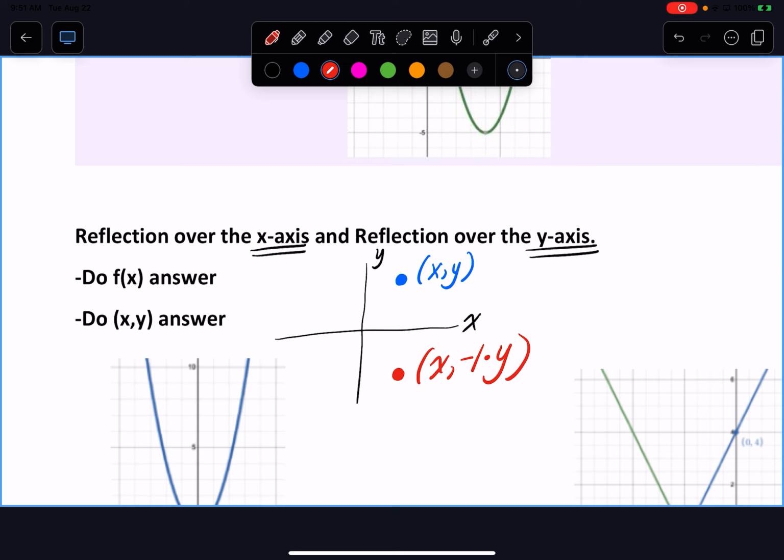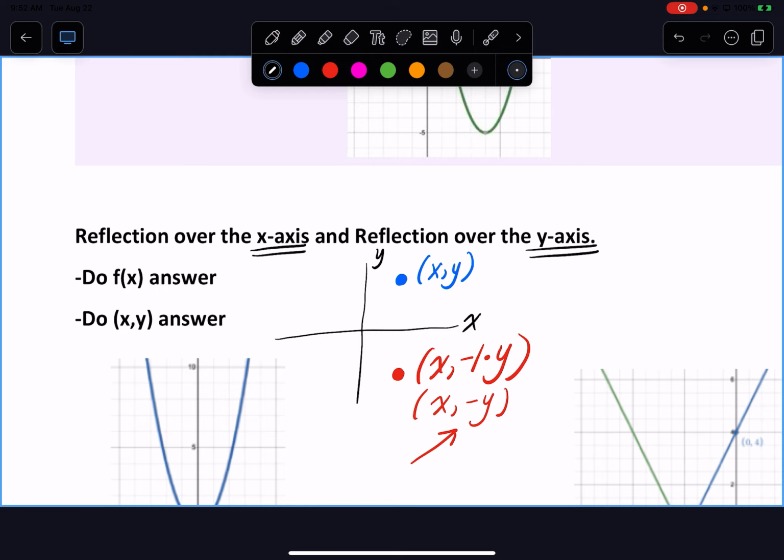Now, is it necessary to write -1 times y? No, that's me being dramatic. So you'll probably see it written like this, like in the answer of the homework. Do you see what I'm saying? Just -y. So you guys have to remember, a reflection over the x affects our y values. To fix our y values, we times them by -1.